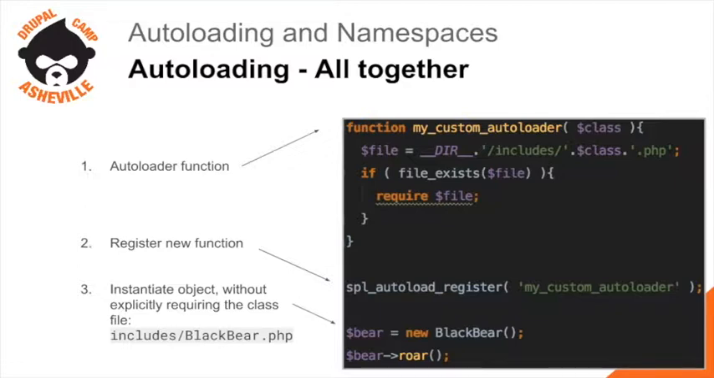Our autoloader says, is there a file in the includes directory called blackbear.php? If so, require that file. And now, seamlessly, I continue using a class without ever explicitly requiring its file. So it has automatically loaded the class file.